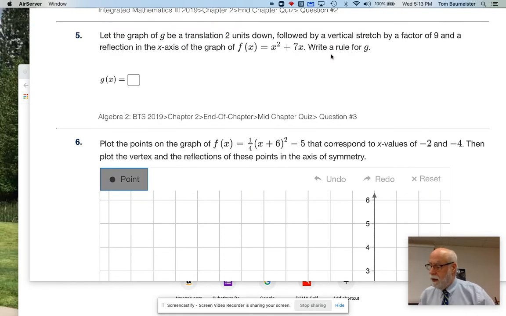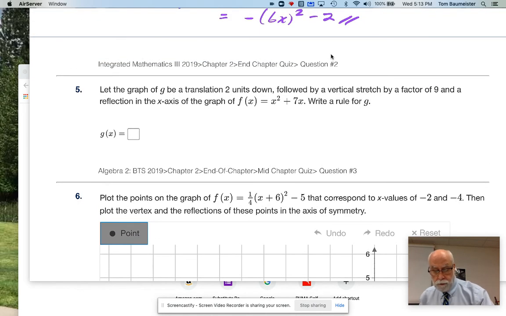Number 5, it says let the graph of g be a translation 2 units down, followed by a vertical stretch, so that's going to be on the outside, and a reflection in the x-axis, again, on the outside. This time, though, we aren't talking about x squared. This is our function here, so we're going to have to use that.